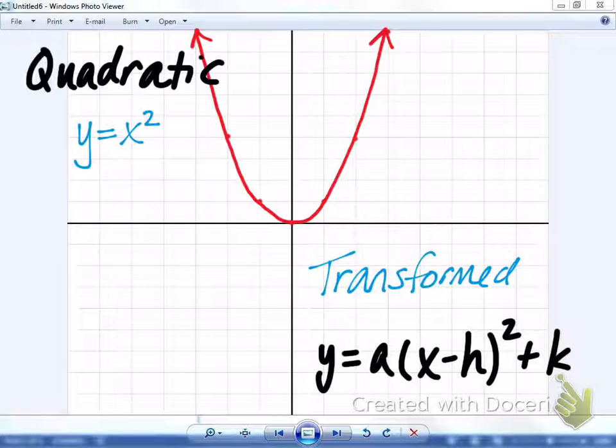The next one is quadratic. Y equals x squared is the basic parent function. It's transformed to look like y equals a times (x minus h) in parentheses squared plus k. Notice the direction of the arrows. They either both go up and down, or both go up, or they both go down.